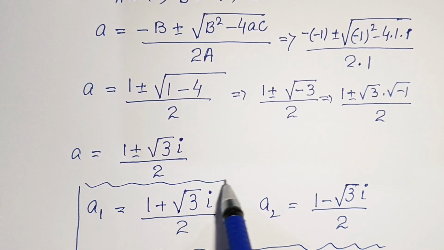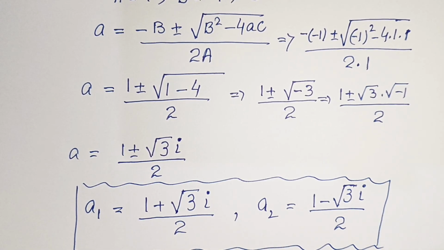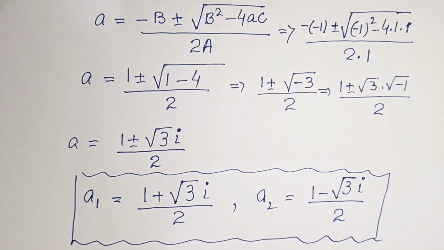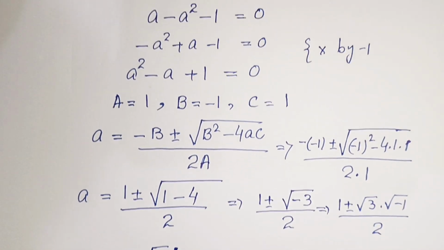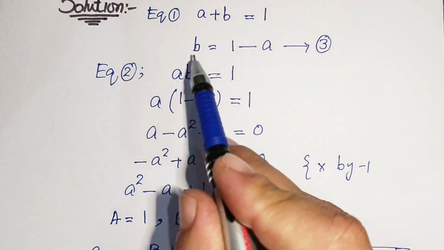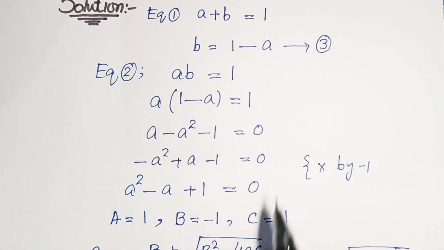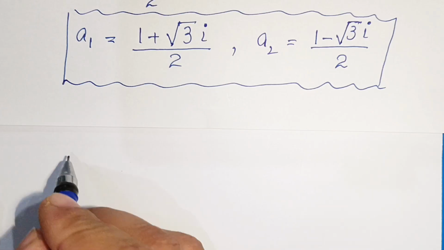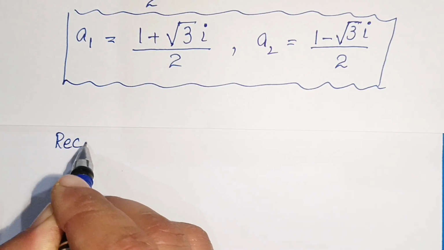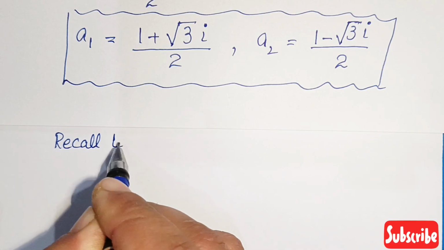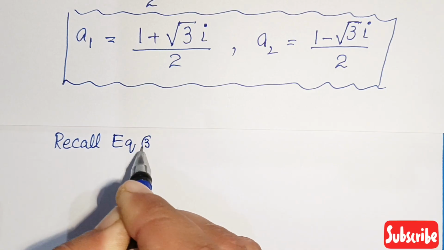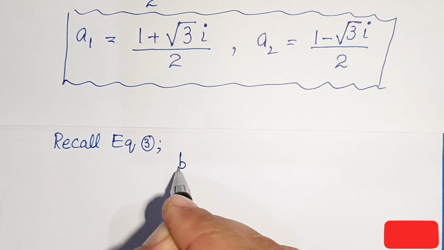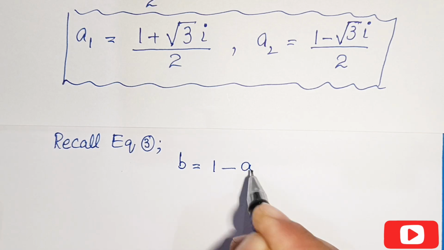Now we have to find the values of b. For this purpose, we are going to recall our equation number 3, that is b is equal to 1 minus a. Here our equation 3 is b is equal to 1 minus a.